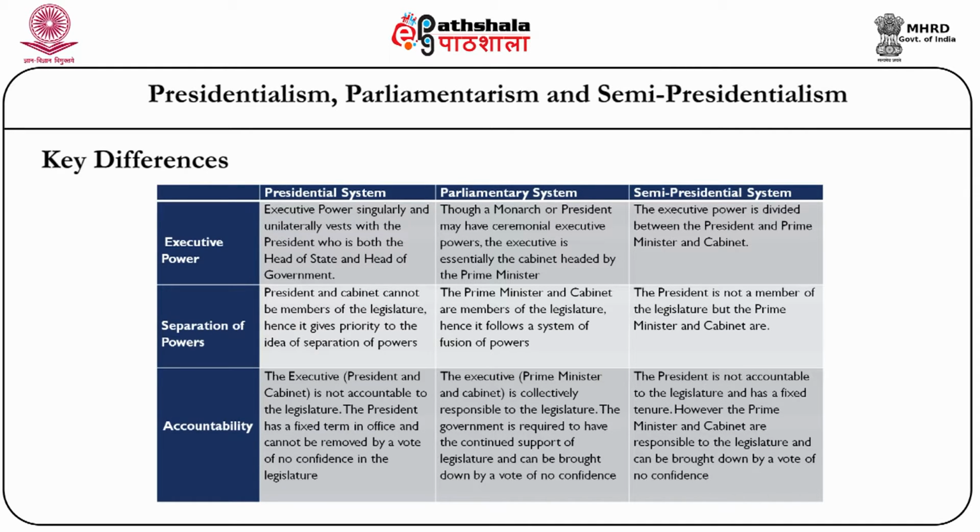Now, the third aspect of difference, that is accountability. In the presidential system, the executive is not accountable to the legislature. The president has a fixed term and cannot be removed by a vote of no confidence. In a parliamentary system, the executive is collectively responsible to the legislature. The government is required to have continuous support from the legislature. In a semi-presidential system, the president is not accountable to the legislature, but the prime minister and cabinet is accountable to the legislature. Those are the key differences between the presidential, parliamentary, and semi-presidential systems.